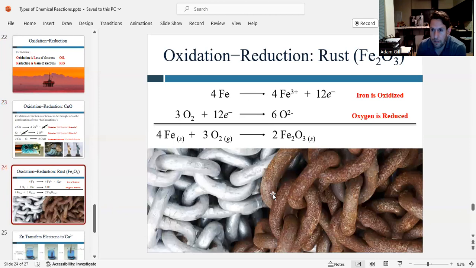So here's another example of an oxidation reduction reaction. This is iron reacting with oxygen. Iron can form iron 3+ ions and give off electrons. Oxygen can absorb those electrons to form oxide. And the iron cations and the oxide anions combine as the ionic compound iron oxide. So the iron metal reacts with oxygen gas to create iron oxide, which is the red powder. So this is an oxidation and reduction reaction.